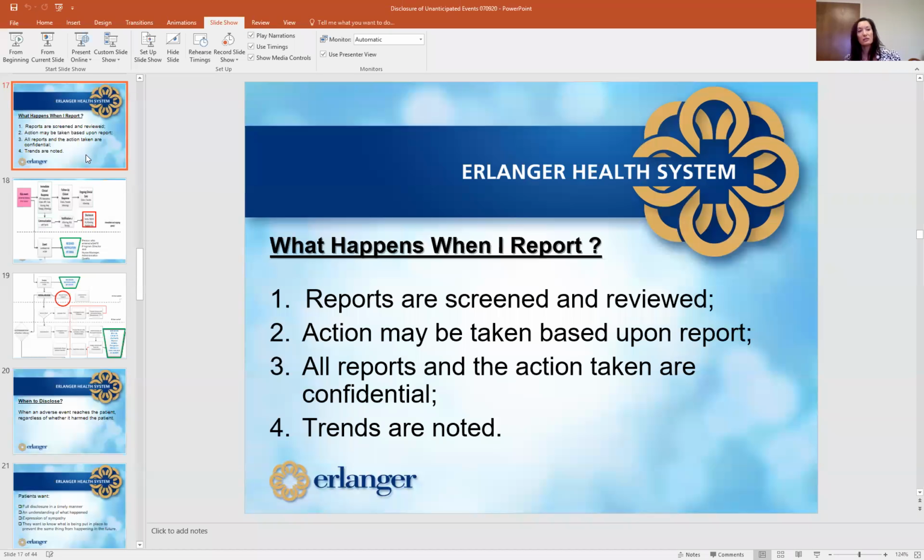But if there's a lawsuit that comes out of that wrong site surgery after the fact, the plaintiff's lawyers will always ask for your incident report. And 100% of the time, we say no. That's not discoverable in a subsequent lawsuit. It's protected, it's privileged, and we don't have to give it to you. And courts have upheld that because we've got that statutory privilege around it.